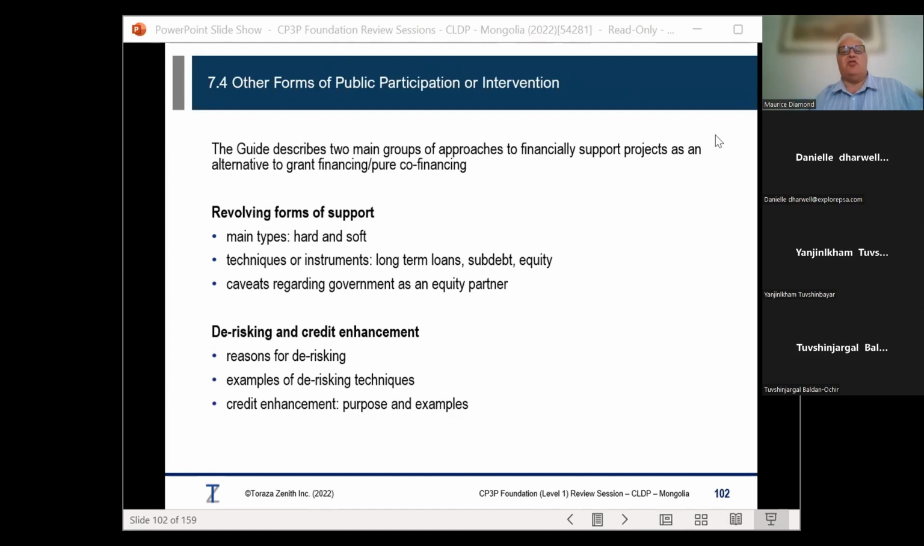Okay, so we have grants, but we also have revolving forms of support. Revolving forms of support is just typical loans. You can have hard and soft. Hard are the hard loans where you have commercial terms, but soft are where you might have a lower interest rate, you may even have an interest holiday, a payment holiday, and so on. So those are the sort of things that could be provided as an alternative to pure co-financing, in other words, grant finance.